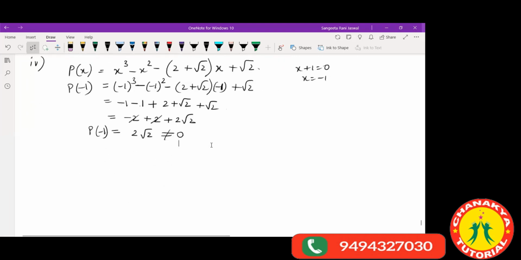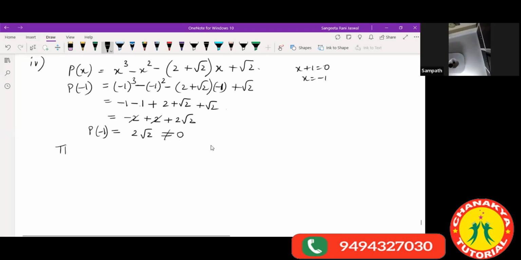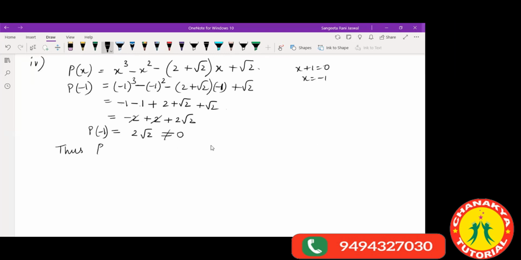Same way, thus I can say x equals minus 1 is not a 0 of p(x). Hence, x plus 1 is not a factor of p(x).